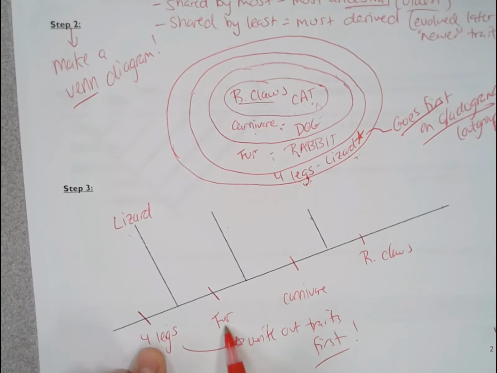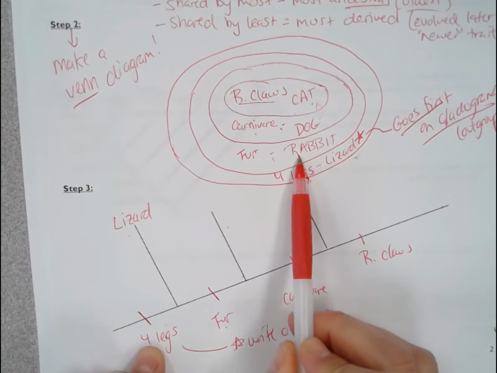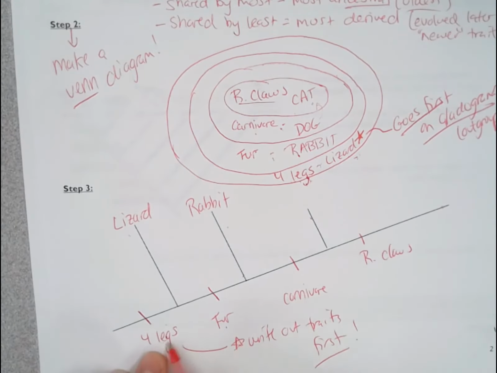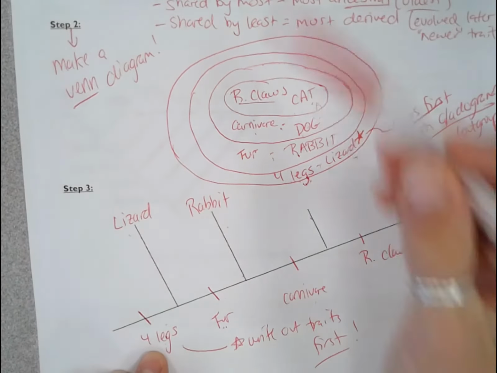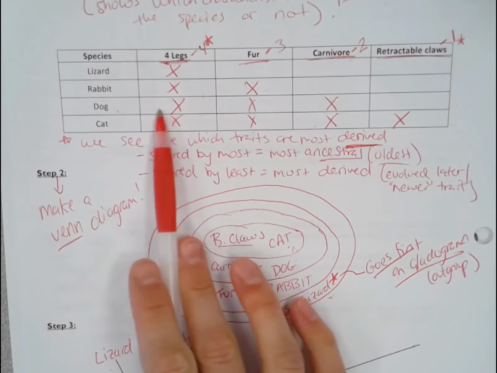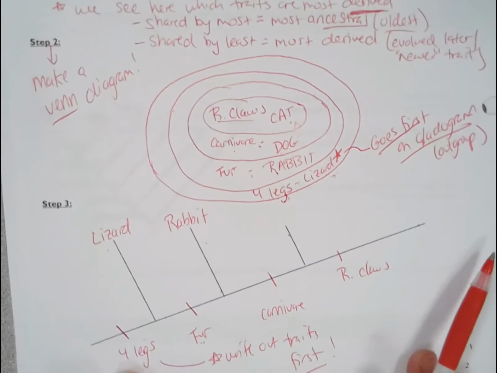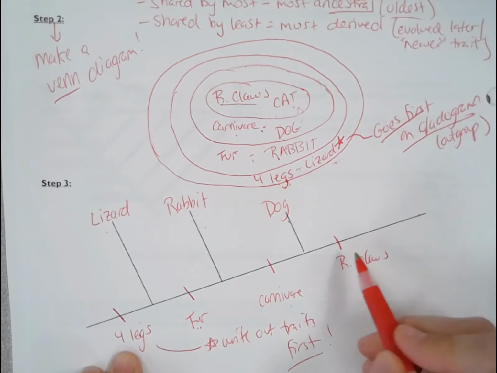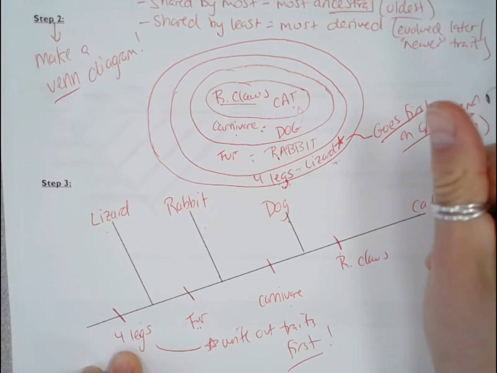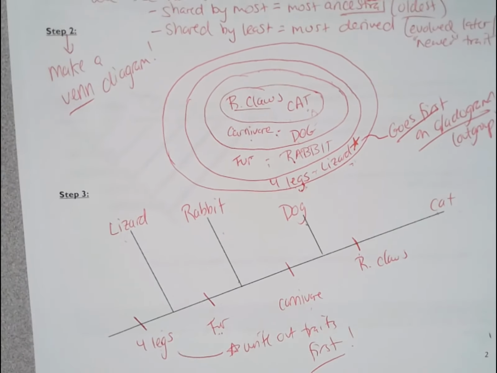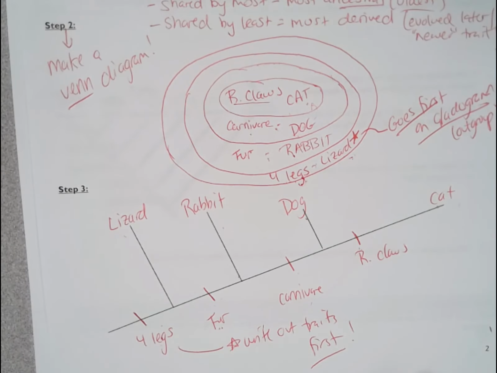So which species has 4 legs and fur, guys? The rabbit. Which species has all 3 of these? Well, that's the dog. And I can actually go in here and make sure that that's correct in my original table, okay? Good. So I'm going to put my dog here. And then which is the only one that has retractable claws? Good. And the cat, does the cat have all the other traits too? Yeah, right? So this is how we would make our simple cladogram, okay?